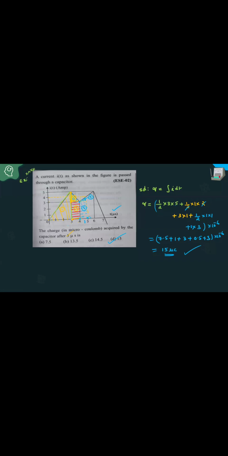Understood? Or otherwise go for the integration method. 0 to 3, 3 to 4, 4 to 5, 5 to 6, like that. So 4 to 5, up to 5 microseconds, I calculated. Totally how many areas? 4 areas. 1, 2, 3, 4, 5. Is it clear? This is 15 microcoulombs.